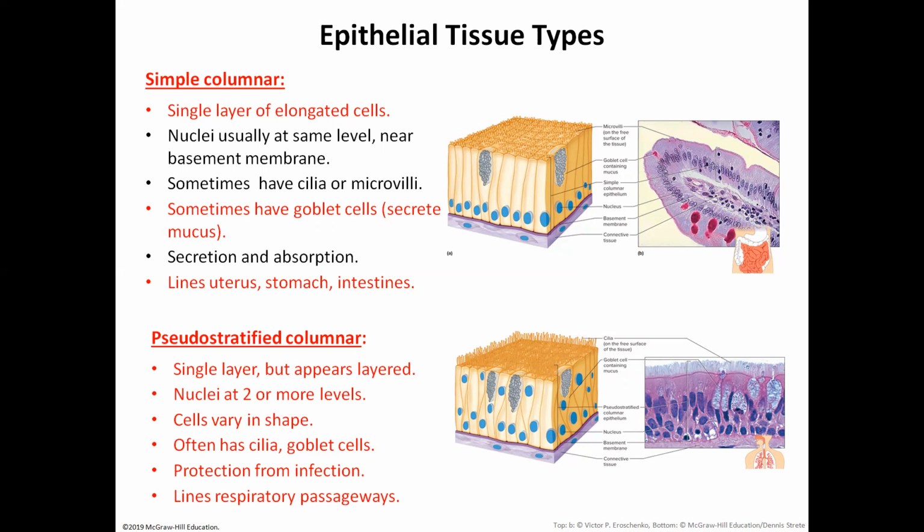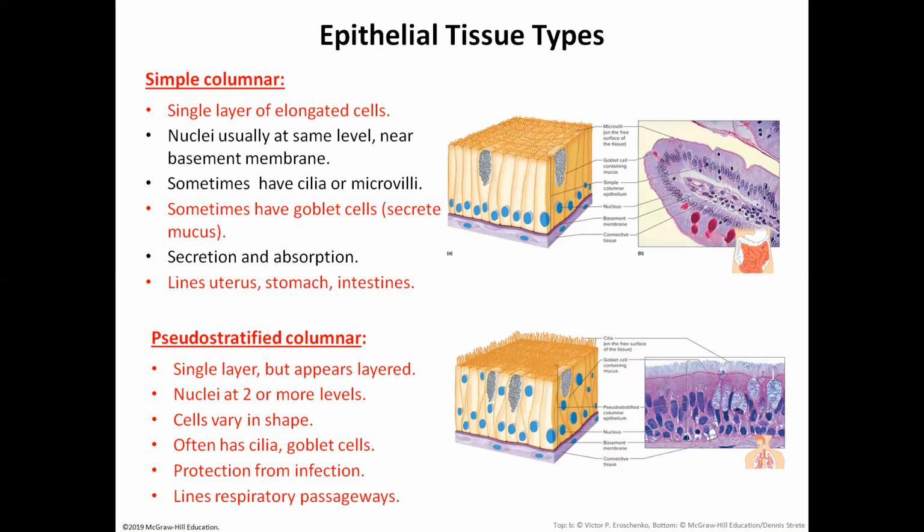Then we have our pseudostratified one. Now, I love this picture here because it makes it so much easier to see from the illustration as well as from the microscopy, the actual microscope side. So pseudo means false and stratified means more than one layer. So it looks like it's more than one layer, but really, if you look at the picture of the illustration, they're all actually attached to that basement membrane. So it's only one layer.